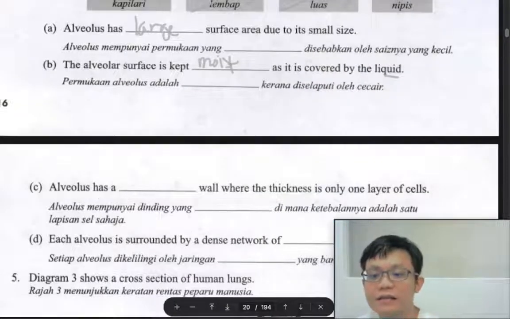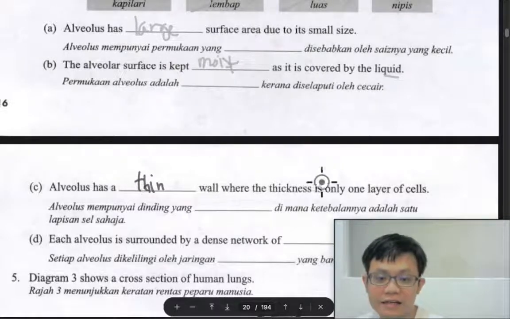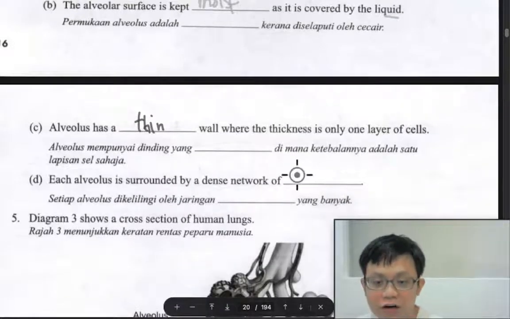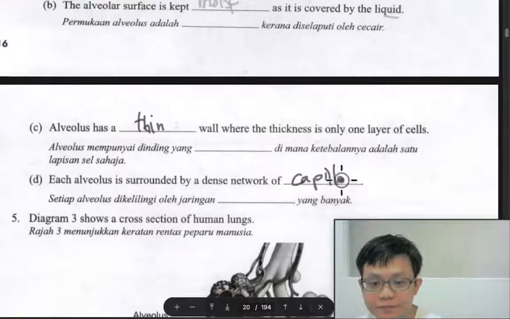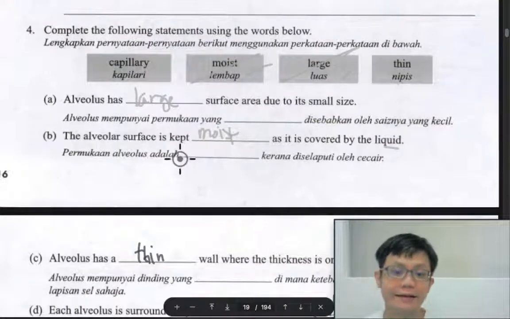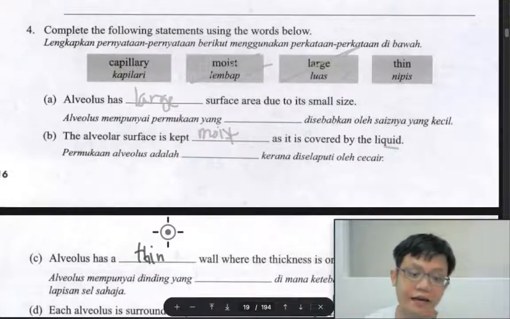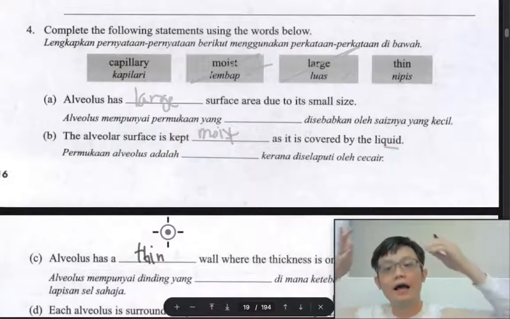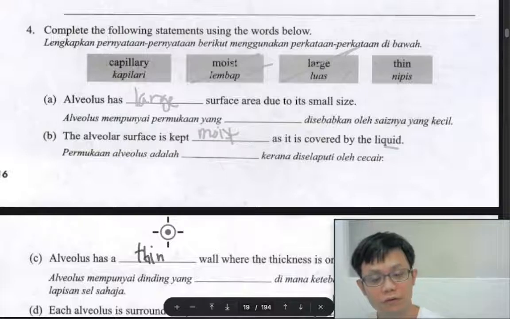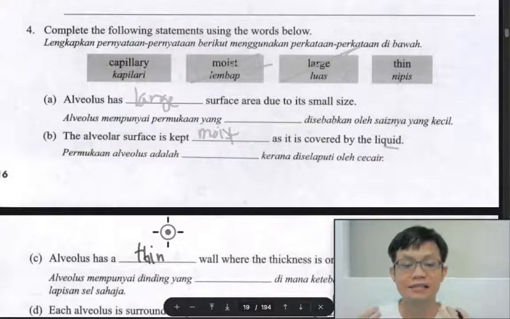Alveolus has a thin wall, where the thickness is only one cell thick. Alveolus is surrounded by a dense network of capillaries. So these are actually four things that might be asked in an essay question, for example, in a structure question. They will ask why or how the alveolus is efficient.